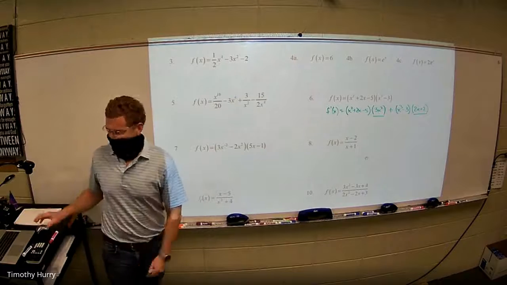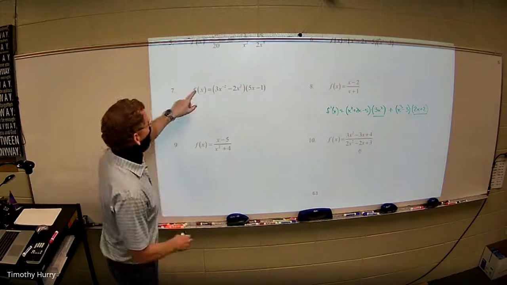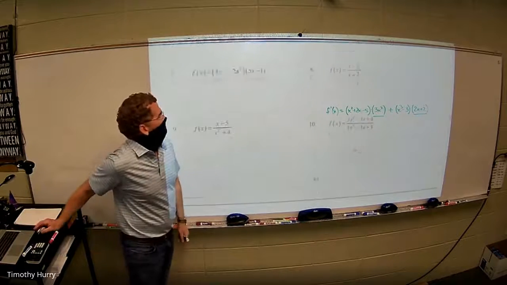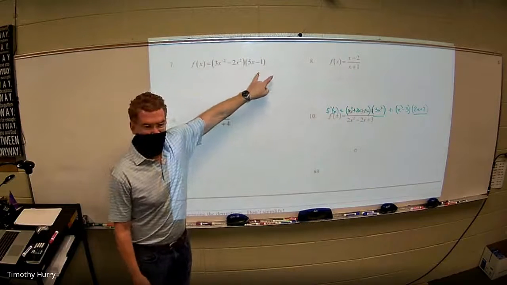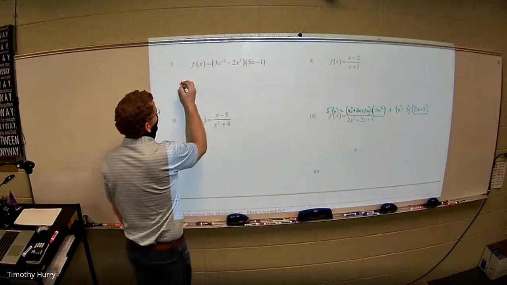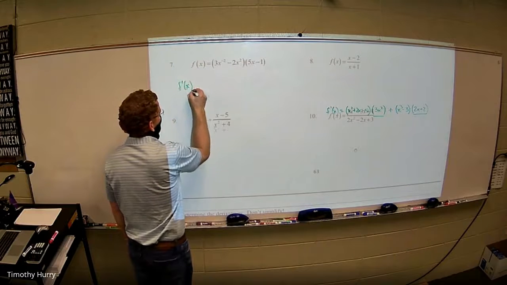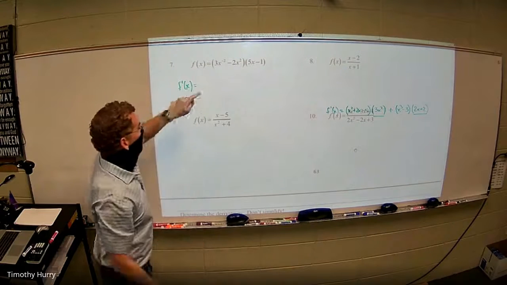All right, what about this one? Number 7. What do you see? A function times a function. Okay, so for me to take the derivative, looks like I'm going to have to do a product rule. Now, when I go to this product, what's the rule?